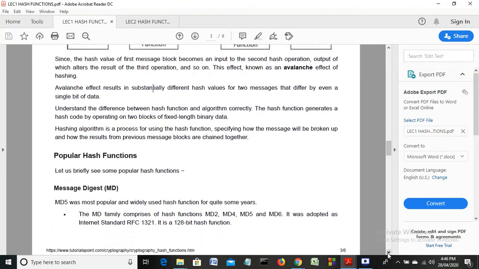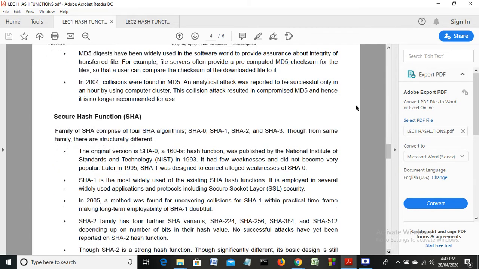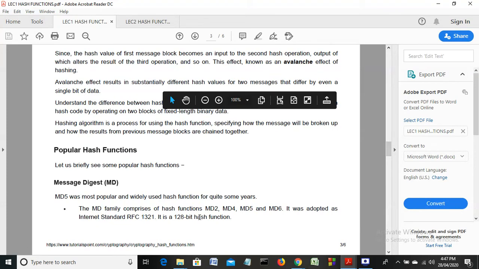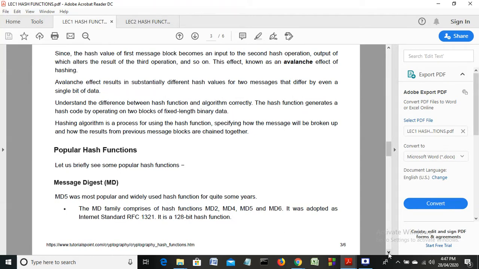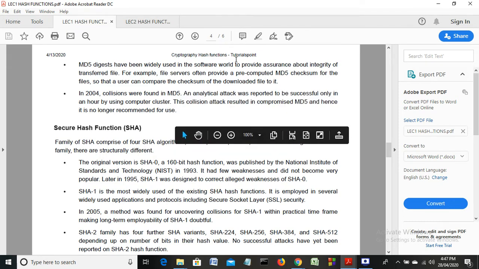Then we have some popular hash functions. One of them is MD, message digest. MD comprises hash functions MD2, MD4, MD5, MD6. A 128-bit hash function is there in MD. MD5 has been widely used in the software world to provide assurance about the integrity of a transferred file.